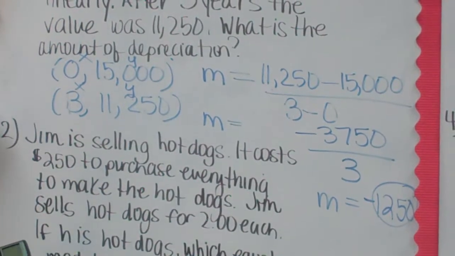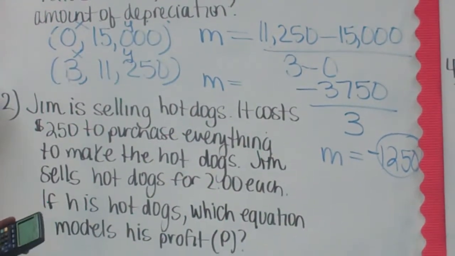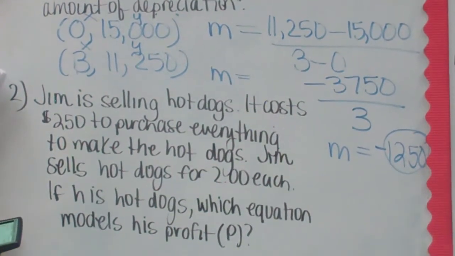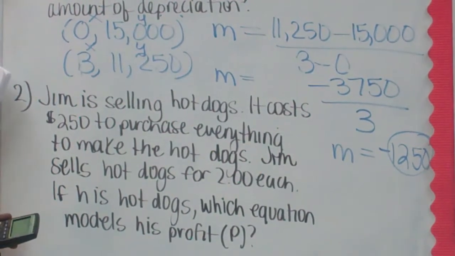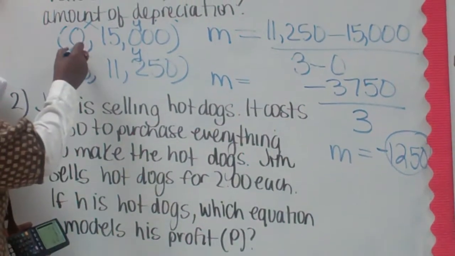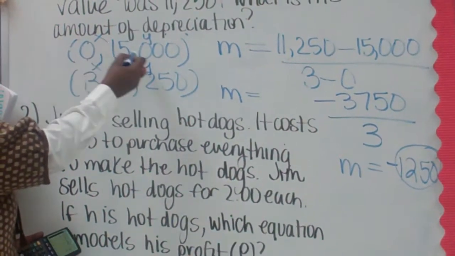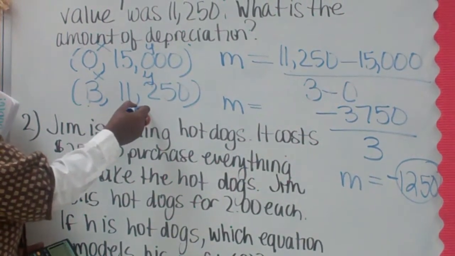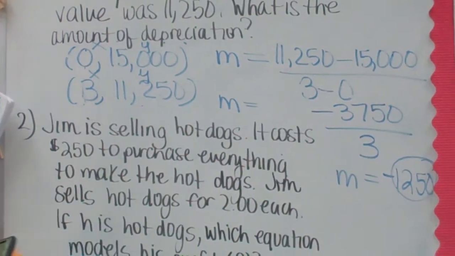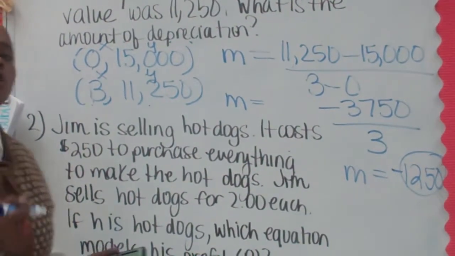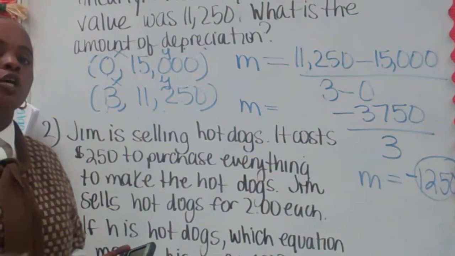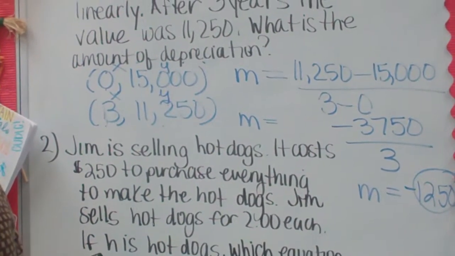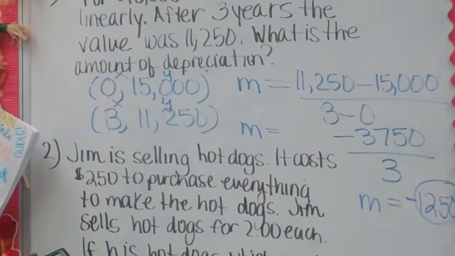It's negative because of the word depreciation. It's going down. And we know that when you buy a new car, as soon as you drive it off the lot, it depreciates. So we're not surprised that even though she started out buying that car at $15,000, 3 years later it's only worth $11,000 because it's depreciating. When we say depreciate, that means that your slope is going to be negative. If it was appreciate, then your slope would be positive.